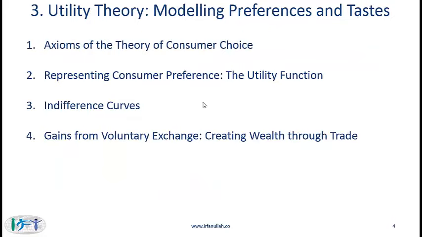Now we take a look at the utility theory, which is important from a testability perspective. This section has 4 subsections. We'll talk about the axioms of the theory of consumer choice, then representing consumer preference through what is called the utility function, indifference curves, which are a graphical representation of the utility function, and then a brief section on the gains that can be achieved through voluntary exchange.